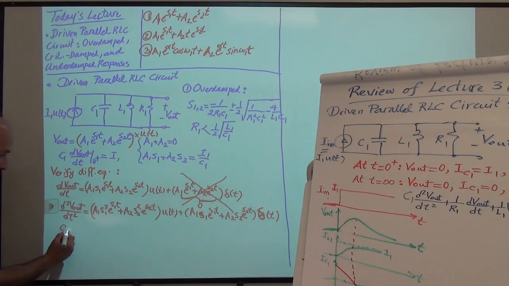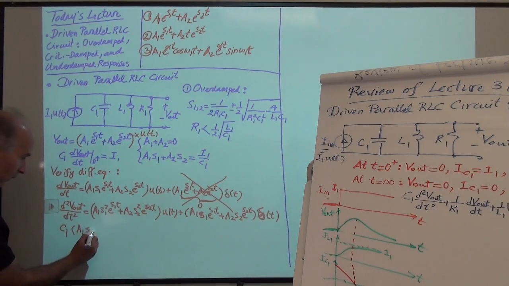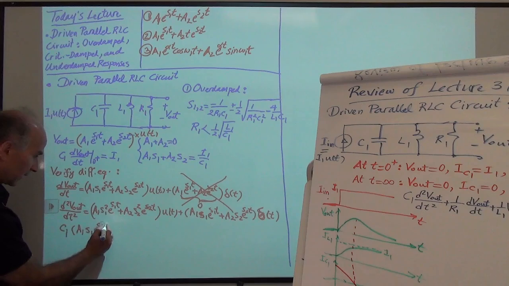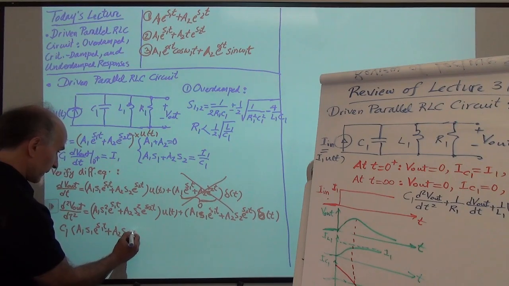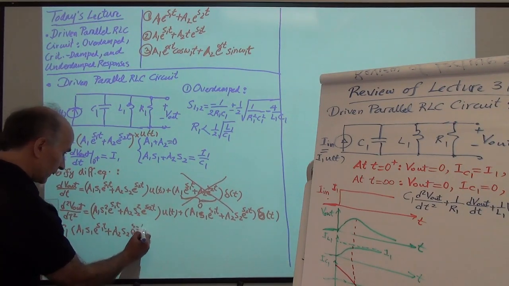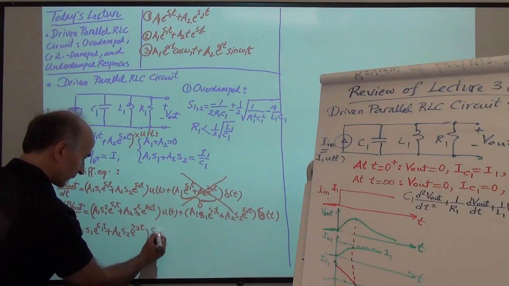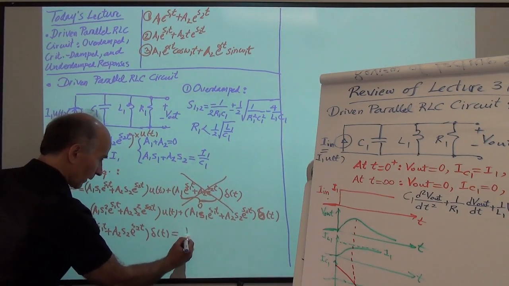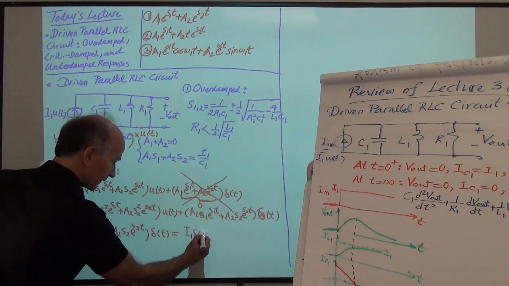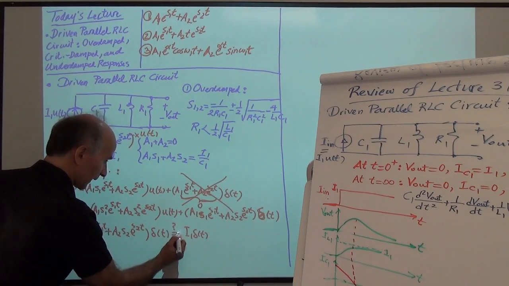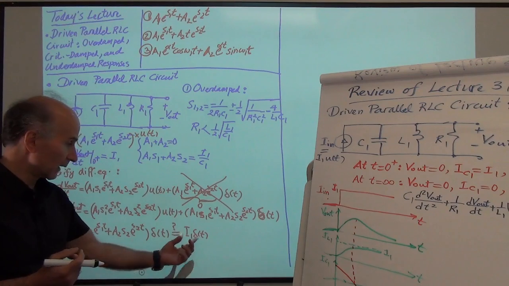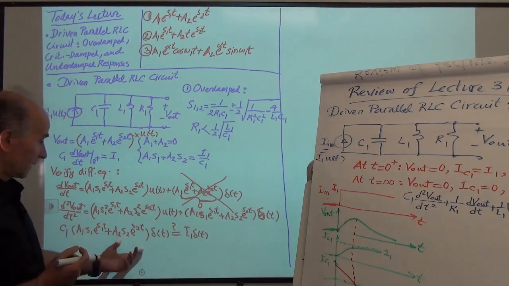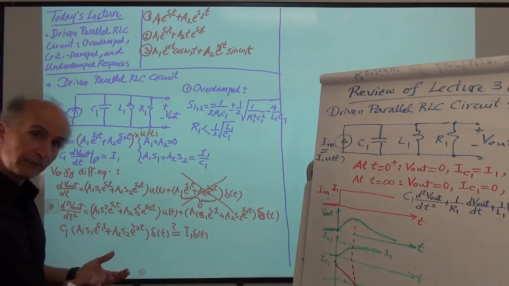So, in other words, what I'm looking for is this. Can I say that C1 times A1 S1 e to the S1t plus A2 S2 e to the S2t times delta of t is equal to I1 delta of t? I have to verify this, right? If I verify this, then I'm all set. I know everything is consistent. This is the right side of the differential equation. This is the left side of the differential equation. Is that true? Well, yes.